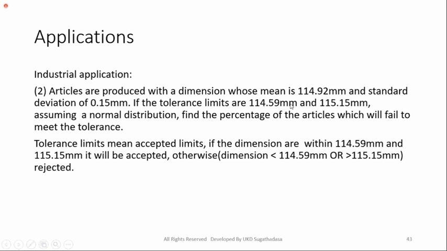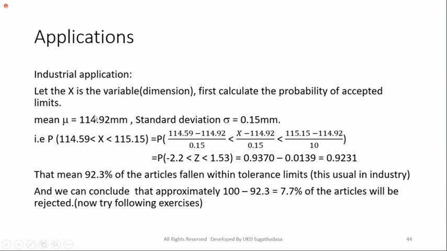Actually, we should first calculate the probability of the article dimension being in between this particular range. We calculate that one first, then the reject calculation we can easily calculate. See the answer. Let x be the variable. First calculate the probability of accepted limits. The mean value is already marked here. Standard deviation, these are the given values. So we calculate this probability, right? The probability of the dimension between these two values. We calculate this one first.